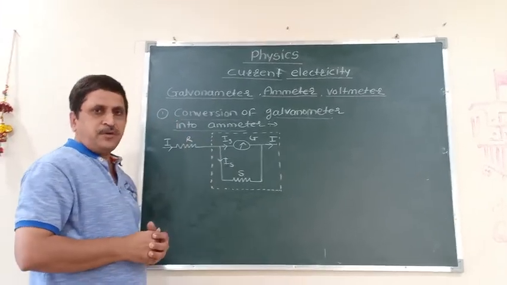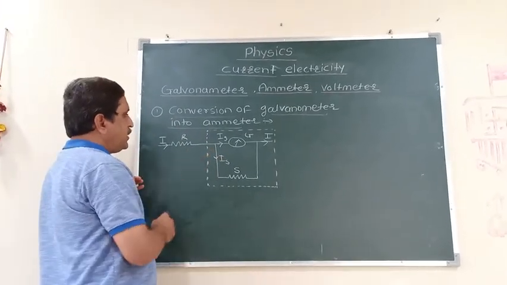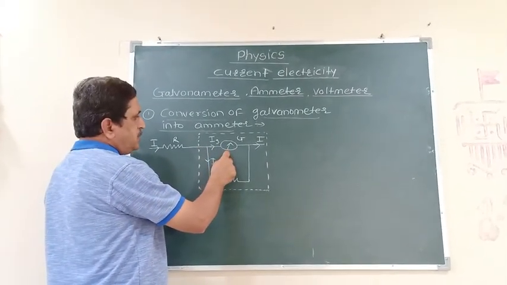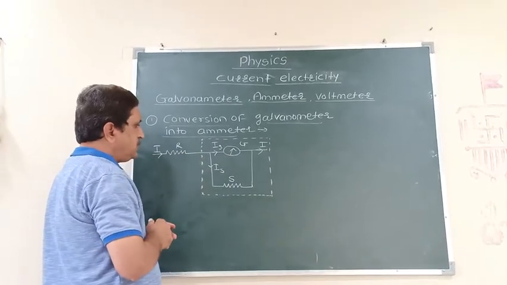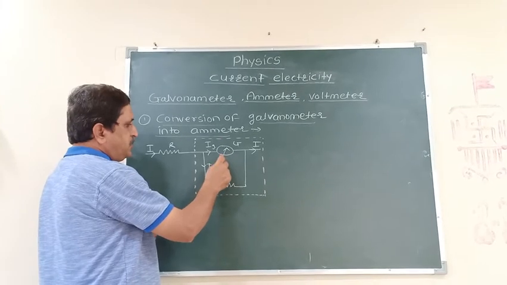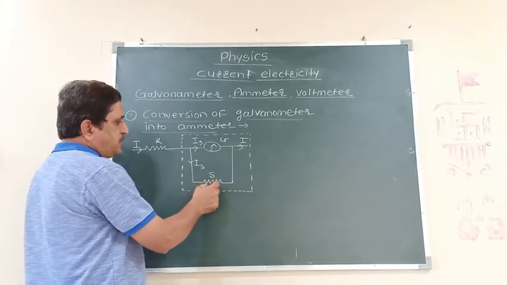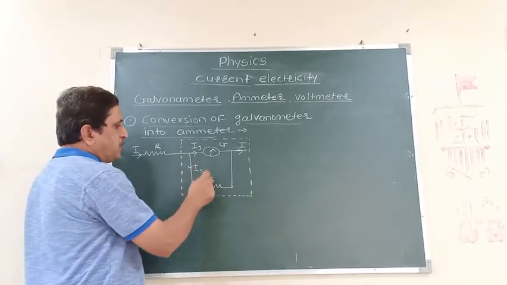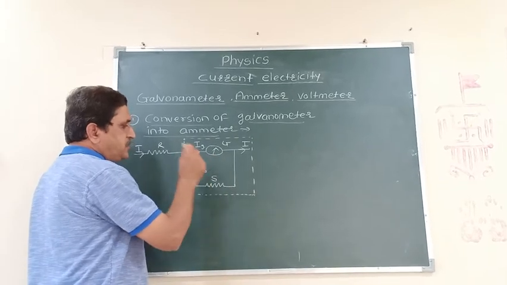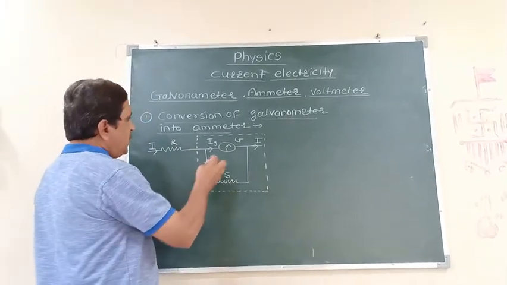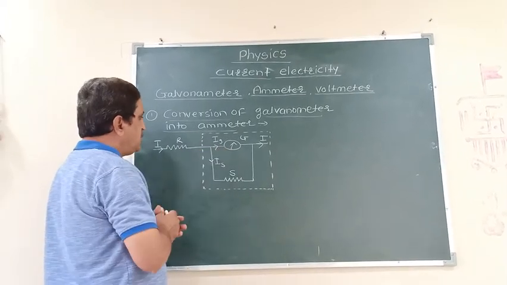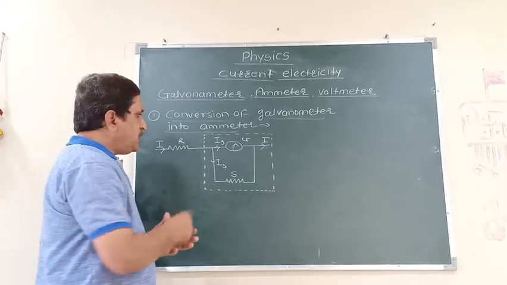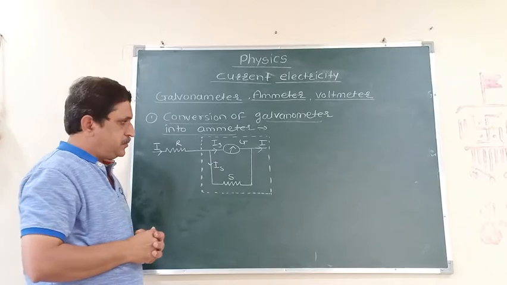Ammeter is used for the measurement of current flowing through the circuit. Now in the circuit diagram, one resistance R is connected, then galvanometer is connected in series combination with this resistor, then one specific resistor or one small resistance is connected in parallel combination with the galvanometer. That resistance which is connected in parallel combination with the galvanometer is known as shunt resistance. That means we can say that when galvanometer is connected in parallel combination with the shunt, then that galvanometer gets converted into ammeter. Why is this so?